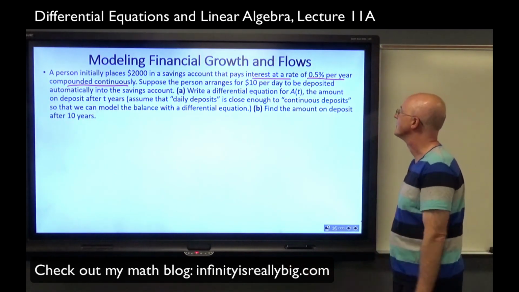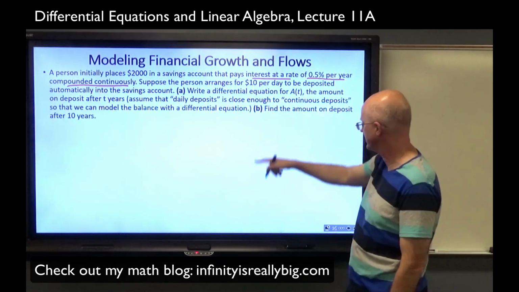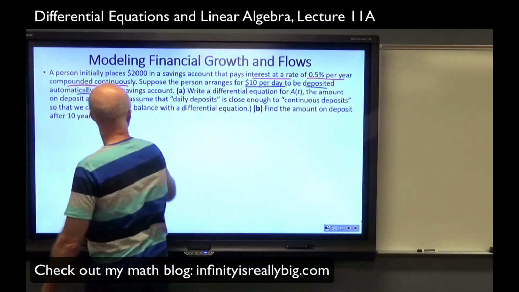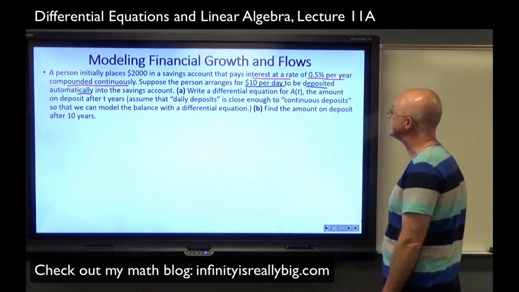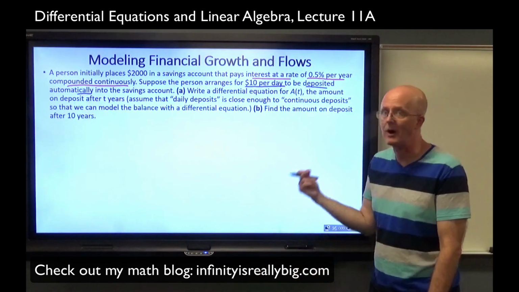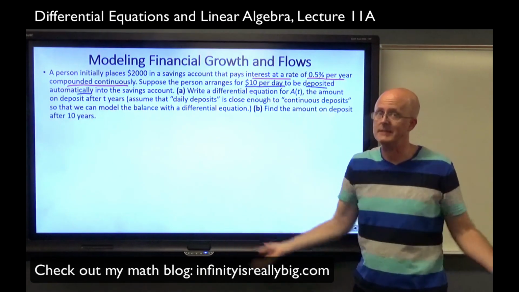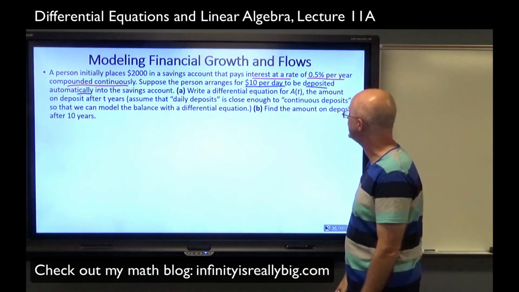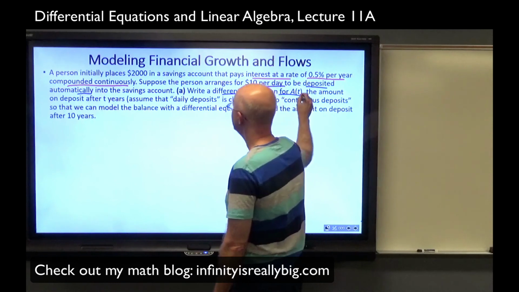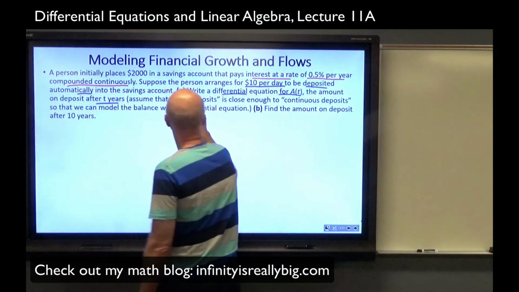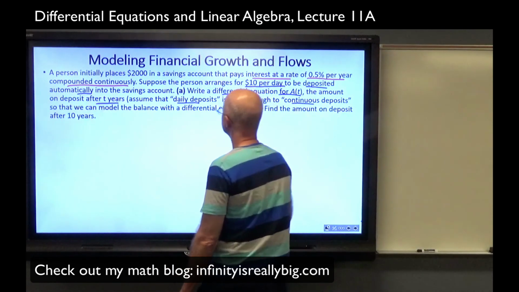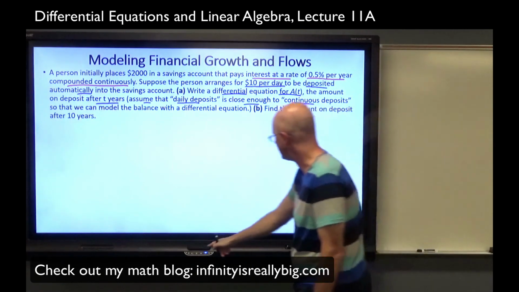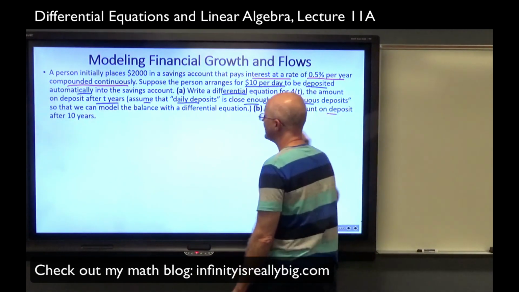Suppose a person arranges for not only to have that $2,000 deposit first, but also to have $10 per day being deposited automatically into the savings account. Now that's not depositing money every second of every day, it's just once a day. But that's often enough over the course of the year that we can effectively model this with continuous deposits. Write a differential equation for A of t, the amount on deposit after t years. Assume that daily deposits is close enough to continuous deposits so that we can use a differential equation in our model. And the final goal is to find the amount on deposit after 10 years.